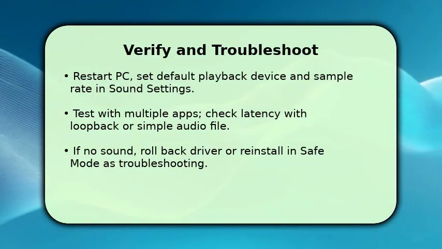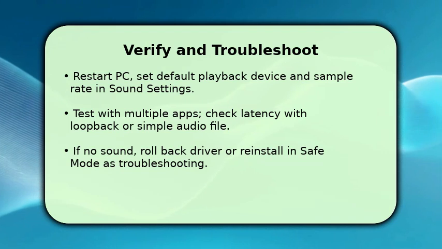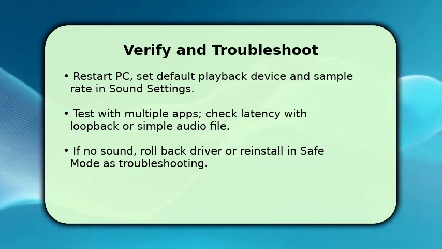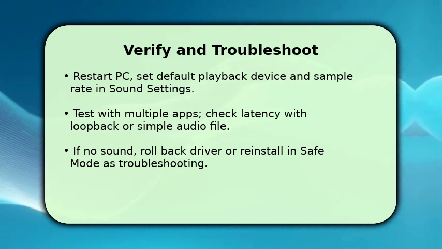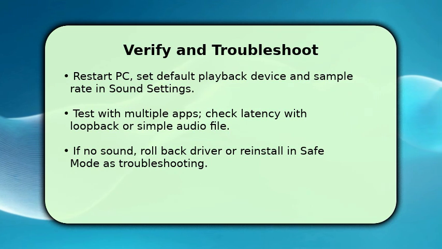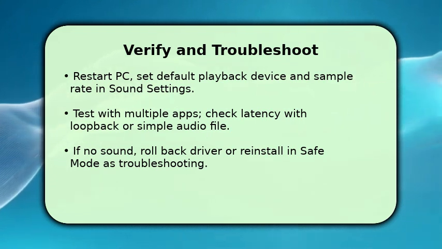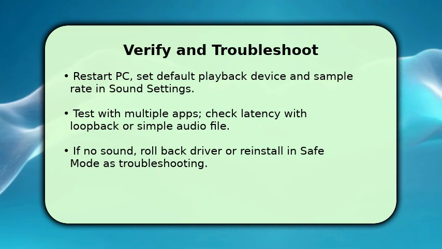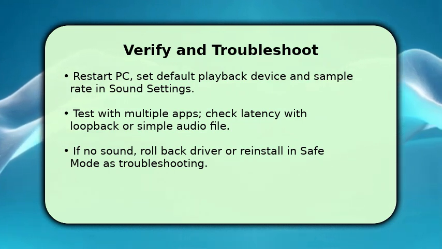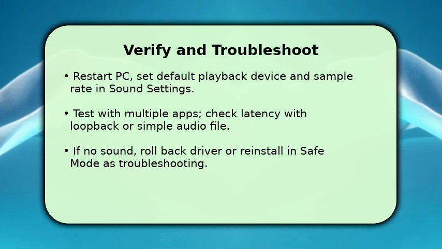You finish by verifying functionality and setting preferences. After rebooting, open sound settings to select the default device, set sample rate and bit depth, and configure channels. This ensures apps use the right endpoint. Test audio in several programs and run a loopback or short audio file to catch latency or channel mapping issues. If you still have no audio, make sure to roll back the driver or reinstall from safe mode. This single troubleshooting step often resolves driver conflicts and corrupted installs.